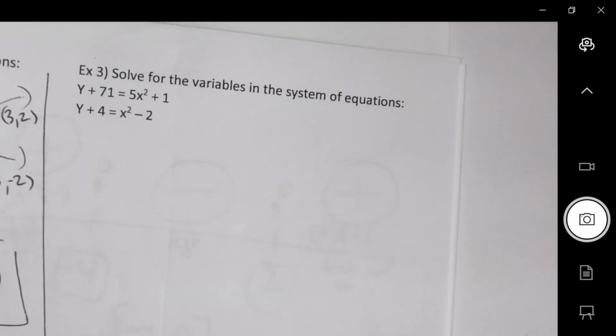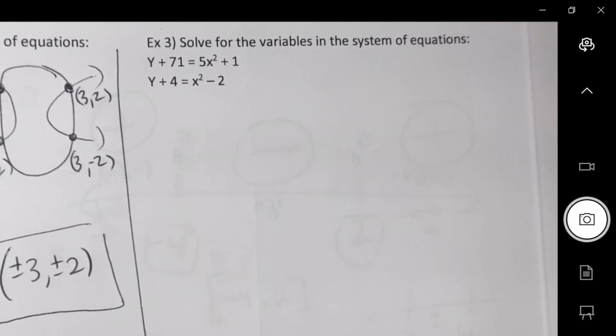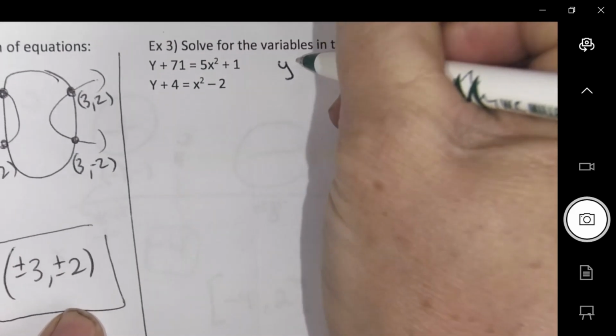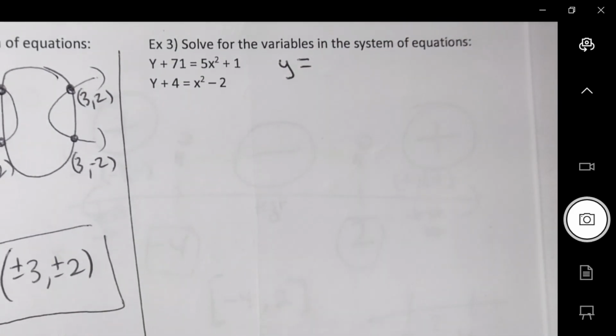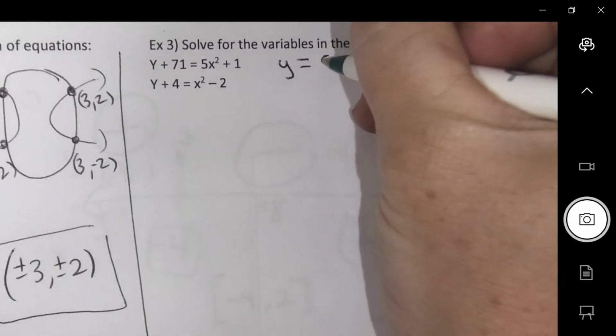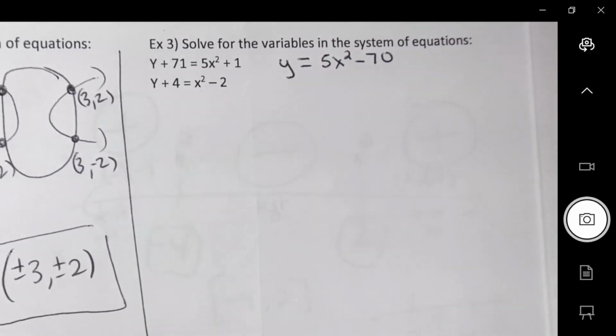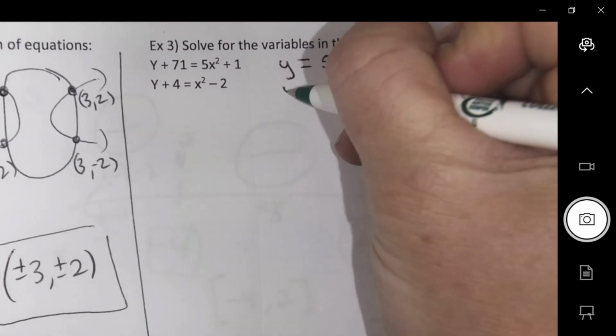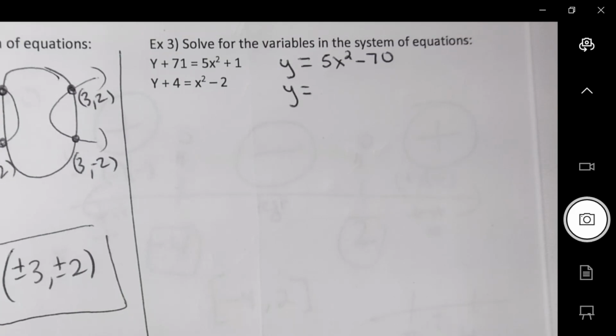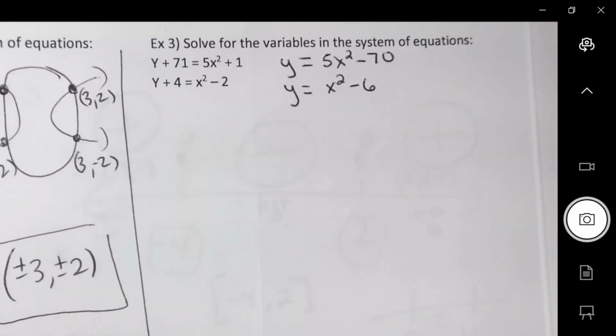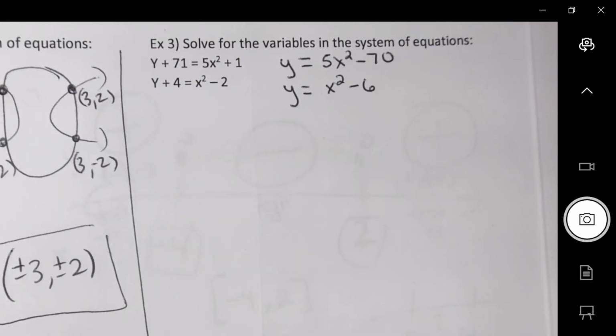Okay, what would be your first instinct for number 3 when you were picking a method? So would you like to substitute or eliminate? What's your first instinct? I think either one would be fine, but how about we rewrite this? Y equals what? Could you get y alone by subtracting 71? So 5x squared minus 70. And same with the second one. Could we just rewrite that? X squared minus 6. Now you can do elimination or substitution.